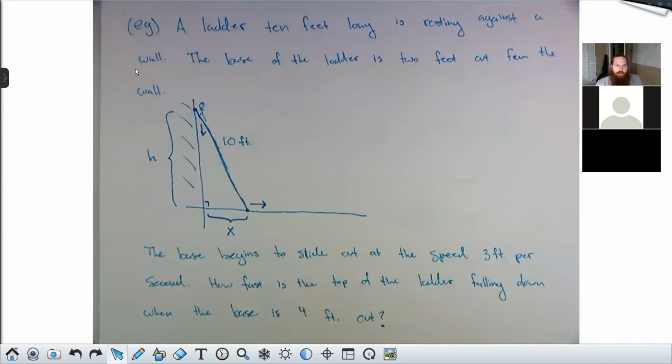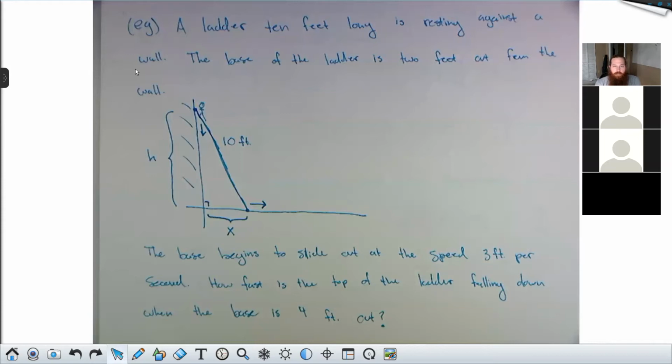In order to get started here, I need an algebra relationship between h and x. Wouldn't x be 2? Since in the question it says the base of the ladder is 2 feet out from the wall. At the very start, yes. But remember what happens here is that the base of the ladder starts sliding out. So x is not always 2. X begins at 2, but it's not always equal to 2. So we can't assume that that base is going to stay 2 feet from the wall, because the whole point of the problem is that the ladder starts slipping, right?